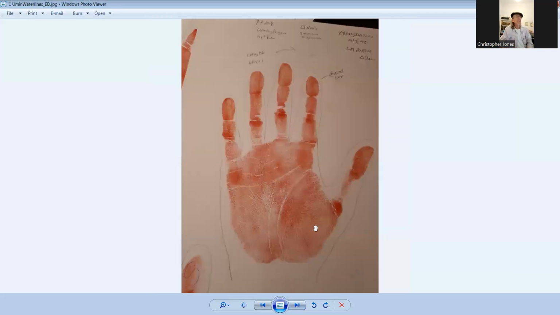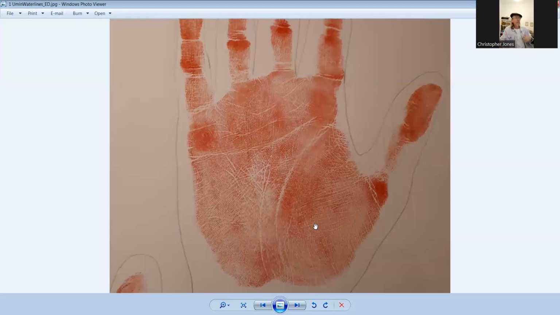All right, so what do we got here? Here's a handprint with lots of upper minor waterline formations. We all know where the major waterline is now. It starts underneath the little finger and goes towards the index finger. Any horizontal lines or curved lines above the major waterline is an upper minor waterline. It's a secondary waterline. It's in the upper area of the hand as opposed to the lower area of the hand, and it's ruled by the element water.